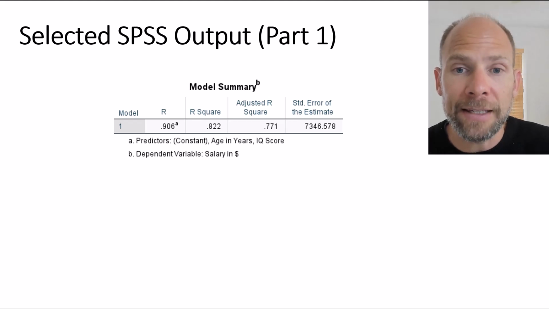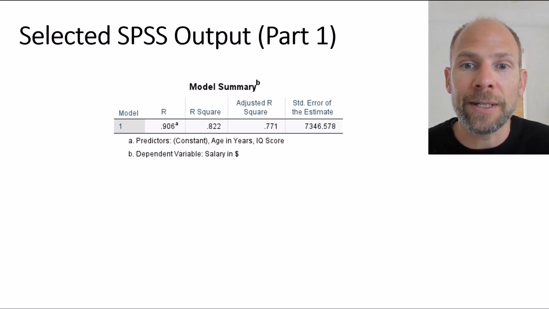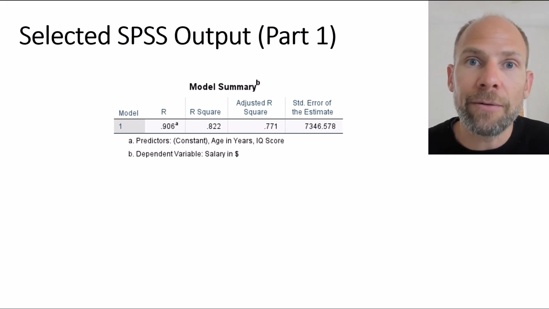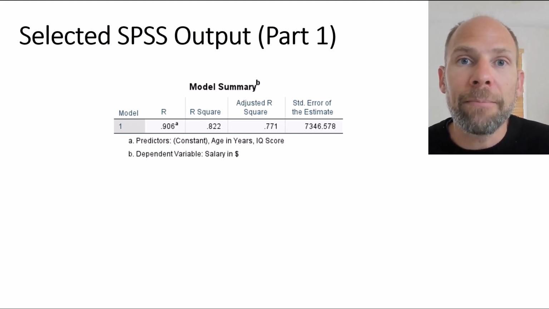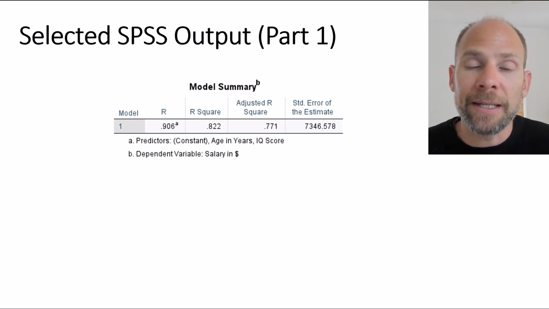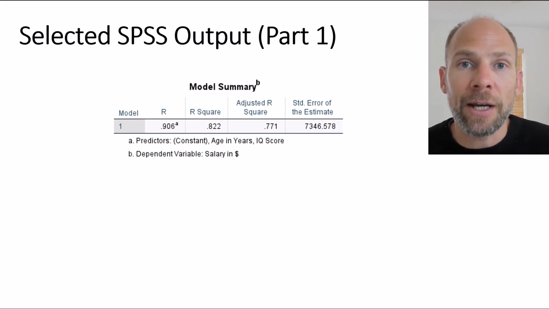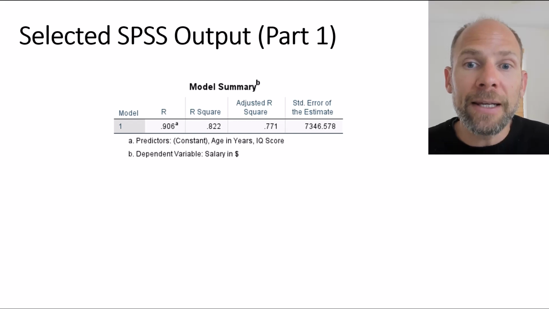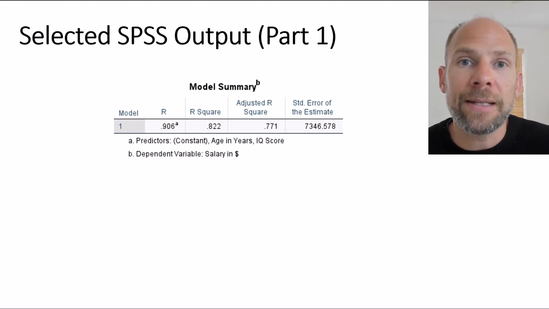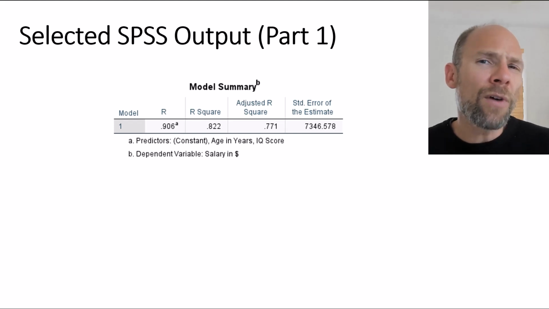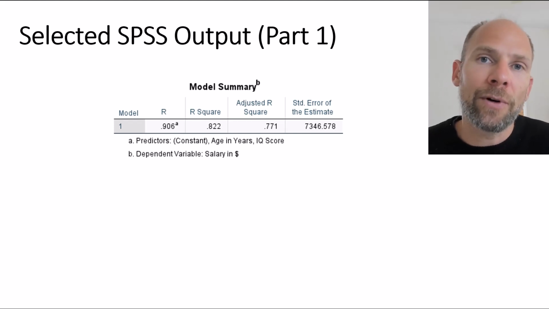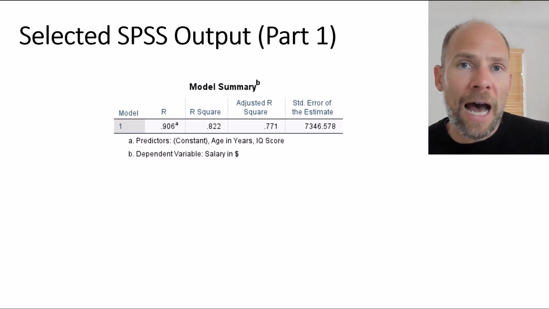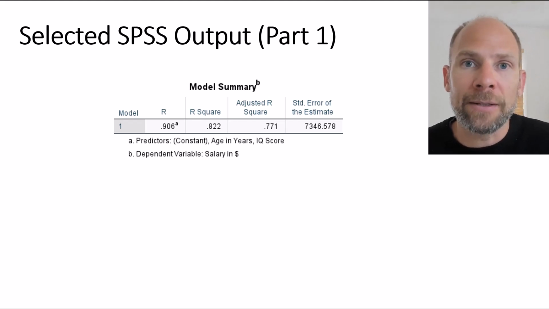The standard error of the estimate here is 7,346 or 7,347 if we round it. And so this standard error of the estimate is in the metric of the dependent variable, meaning in salary dollars. So this means that our prediction of salary from age and IQ score is typically about $7,347 off, plus minus. So we over or underestimate the salary on average by about $7,347, which is relatively high, even though our R squared is fairly large.